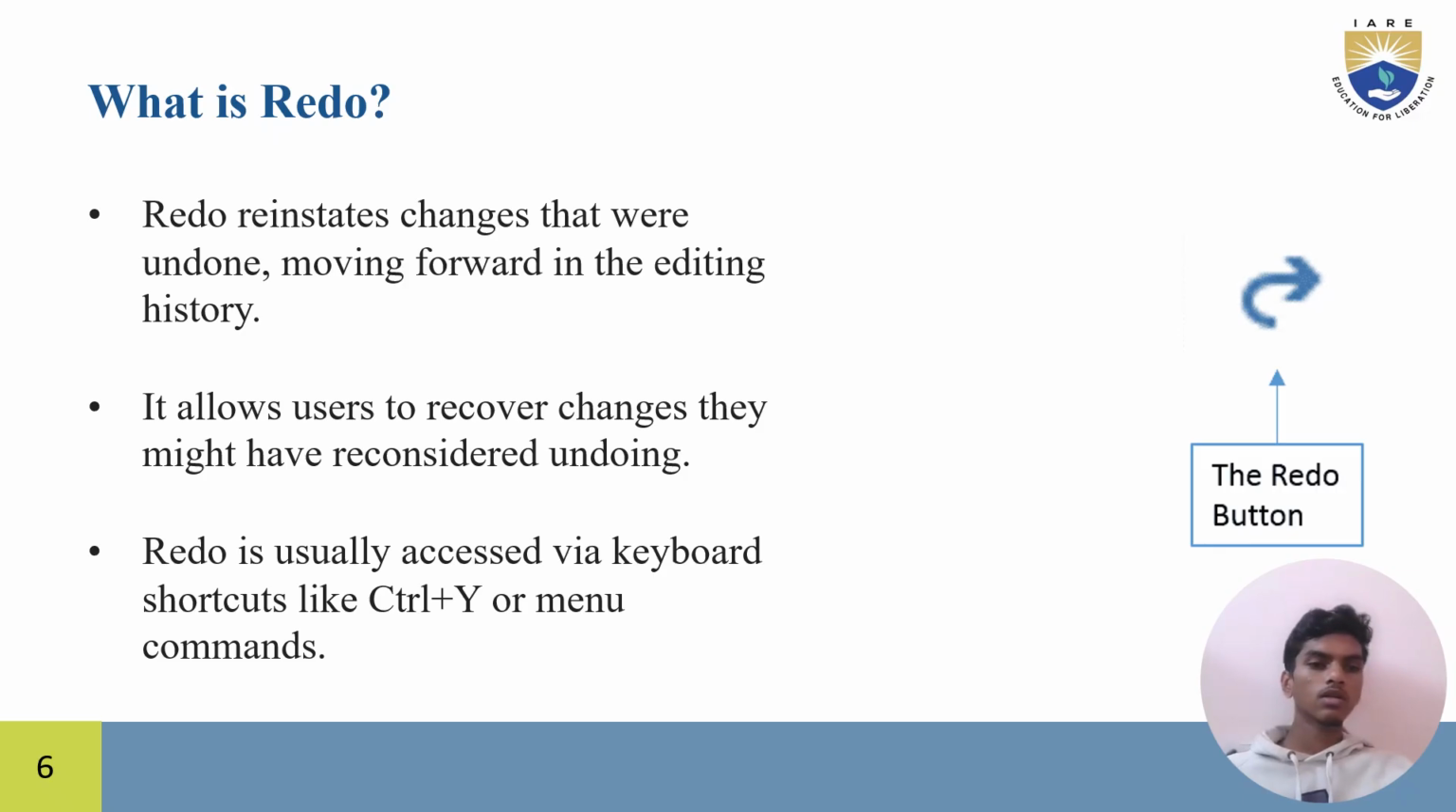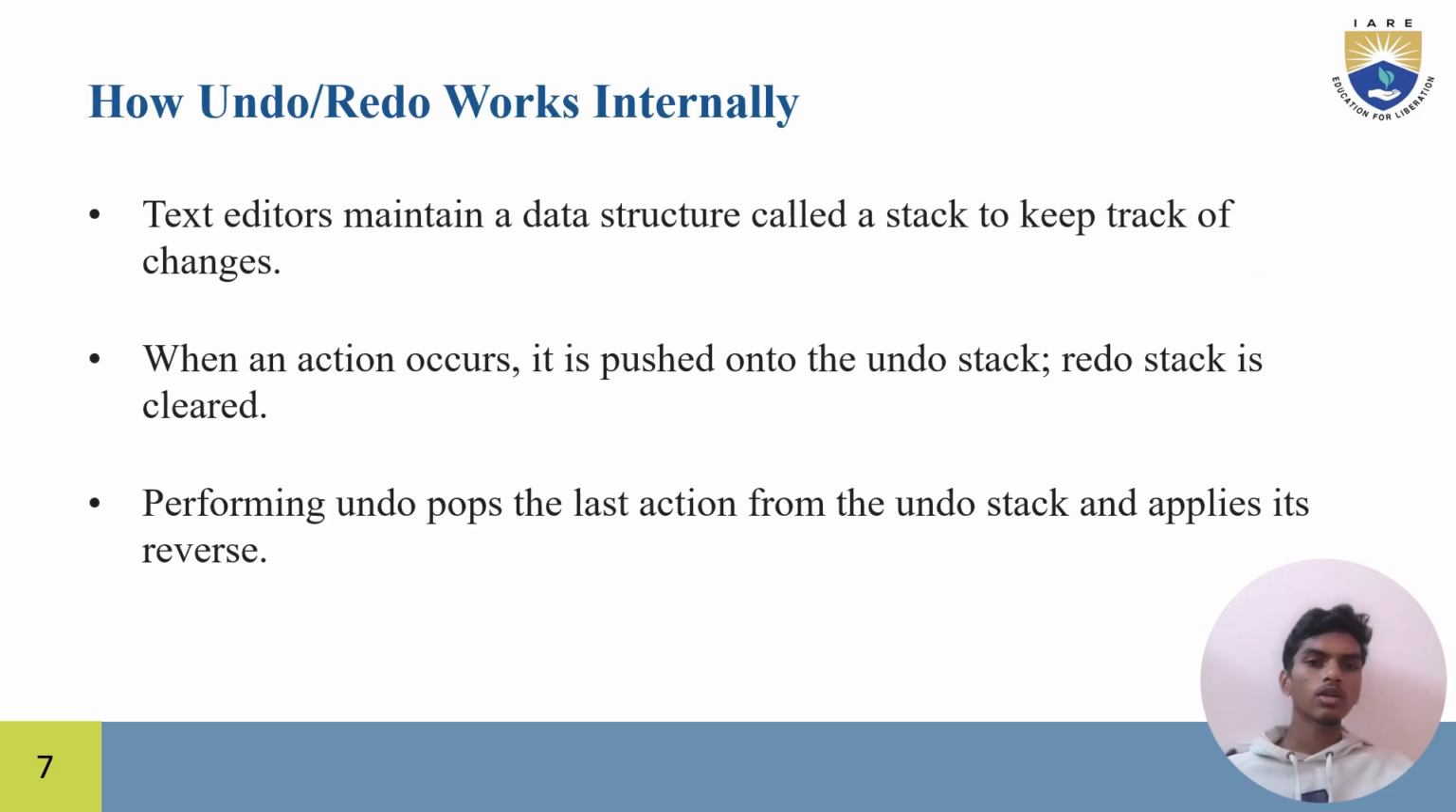And moving forward to how undo and redo work internally. Text editors maintain a data structure called a stack to keep track of changes. When an action occurs, it is pushed onto the undo stack. Redo stack is cleared. Performing undo pops the last action from the undo stack and applies its reverse. This is how the functions go in undo and redo.